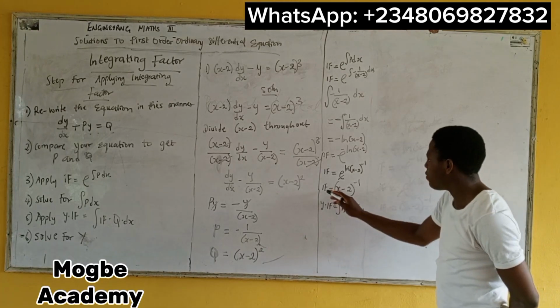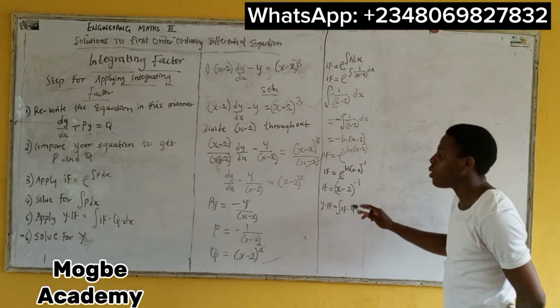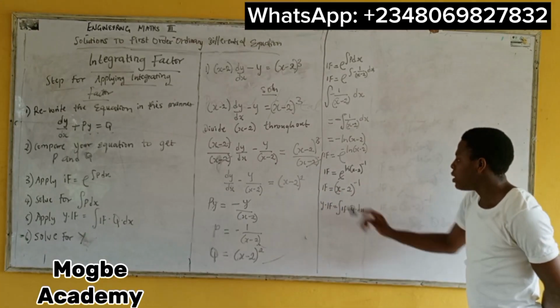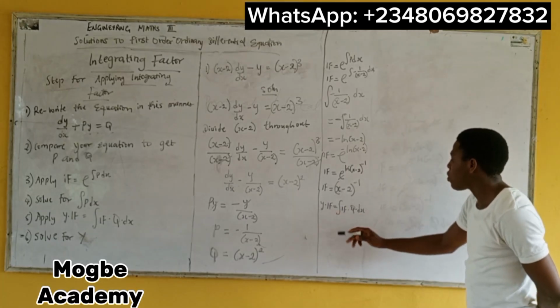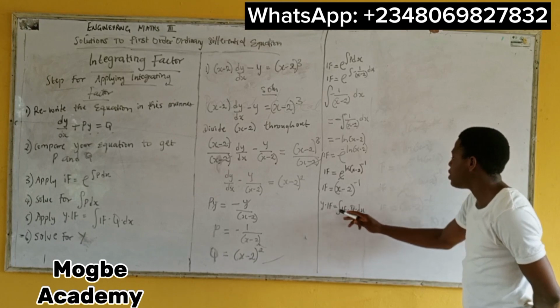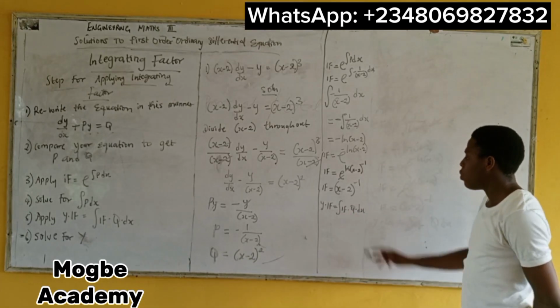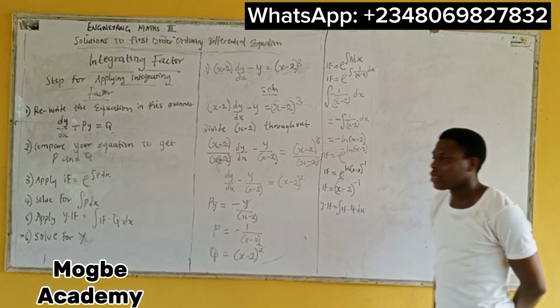But we've gotten our if to be what? X minus 2 raised to the power of minus 1. That's your y there. The y is a constant. If is equal to this. We know q already. These are q.